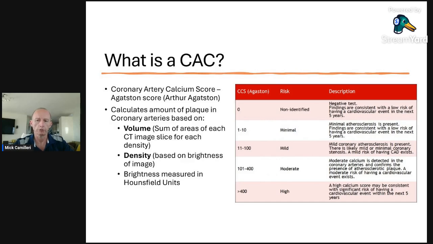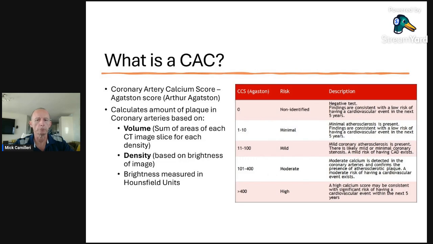11 to 100 is where things start to get interesting, depending on your age group. It's mild atherosclerosis. Keep an eye on it, some lifestyle factors might need adjustment to make sure it doesn't get any worse. And there has been some evidence of this being reversed when the scores are below 100. 101 to 400 is where it gets concerning, and I'll be frank, I'm sitting in this bucket here. It's really where we're talking about moderate.